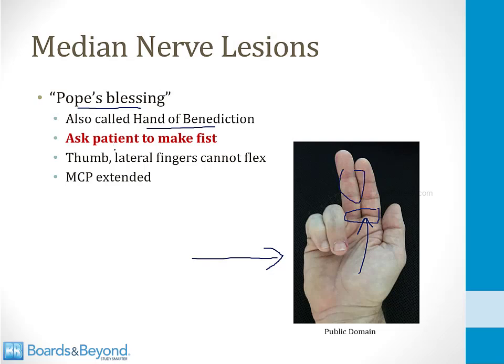Now, if you ask the patient to make a fist, then the little finger side works fine and those fingers flex, but the fingers near the thumb cannot do so. So you get this finding on the screen, which is called the Pope's blessing. The thumb and lateral fingers cannot flex, and the MCP remains extended near the thumb side. And you don't have to memorize this finding. Just know that the problem here is that the fingers near the thumb are not moving normally, and that should let you know that it's a median nerve problem.